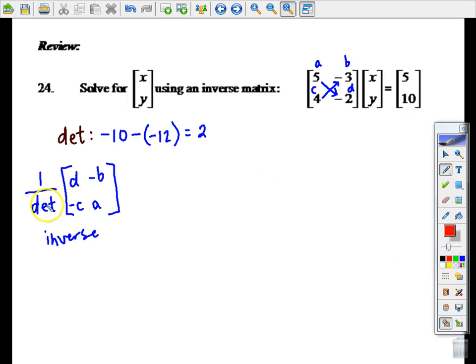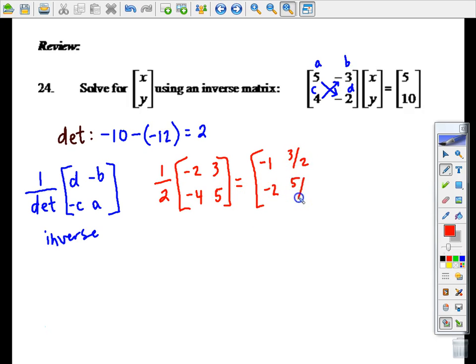All right, so let's put this into practice with this problem. 1 over the determinant times, if we switch places with the A and the D element, that means this is negative 2 and this is 5. And the other two don't change places, they change signs. So this would be positive 3 and this would be negative 4. Now all four of these are going to multiply times 1/2. And after I multiply those by 1/2, I get negative 1, 3/2, negative 2, and then 5/2. So this represents my inverse.